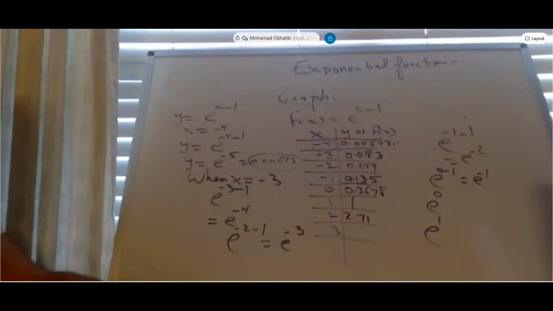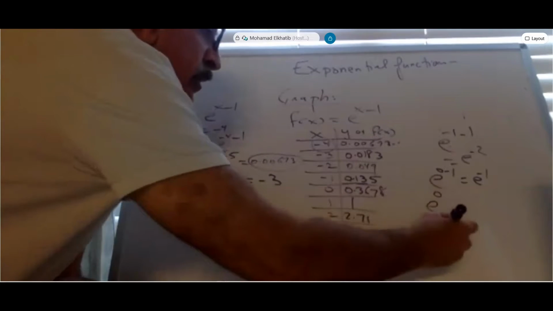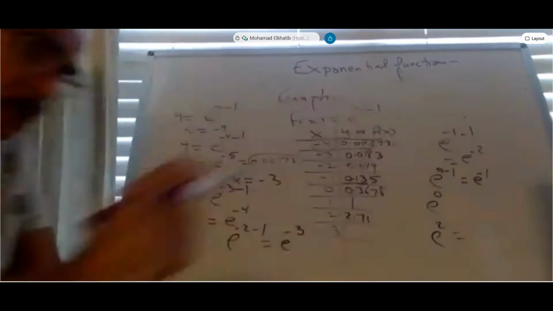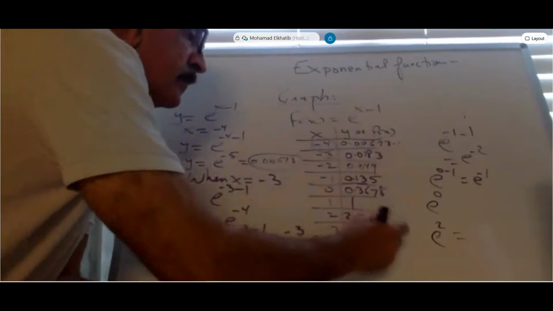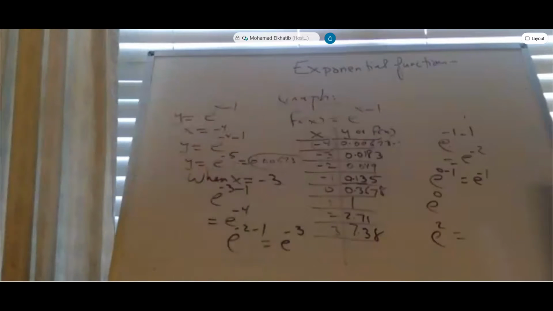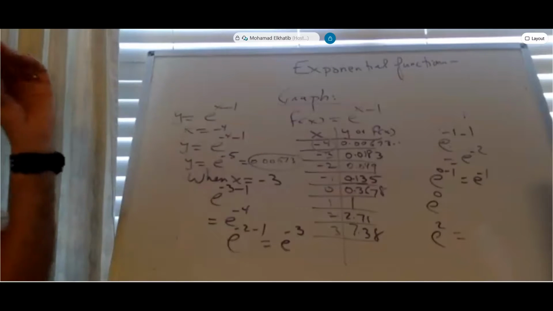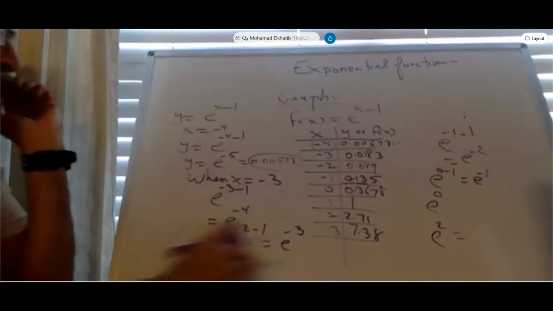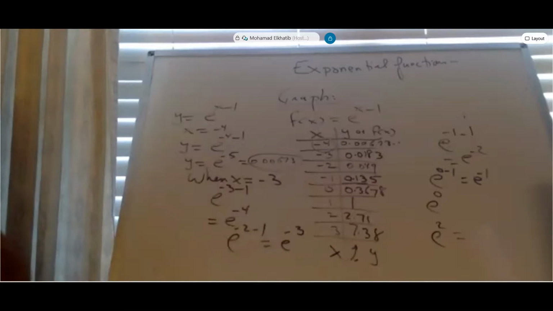x is 3. E to the 3 minus 1, which is 2. So I need to find e squared, 7.38. Now look here. You really don't need to graph the whole thing here. You don't need to plot the points. What happens as x goes up? Who can tell me what happens to the y? Does y go up or go down?